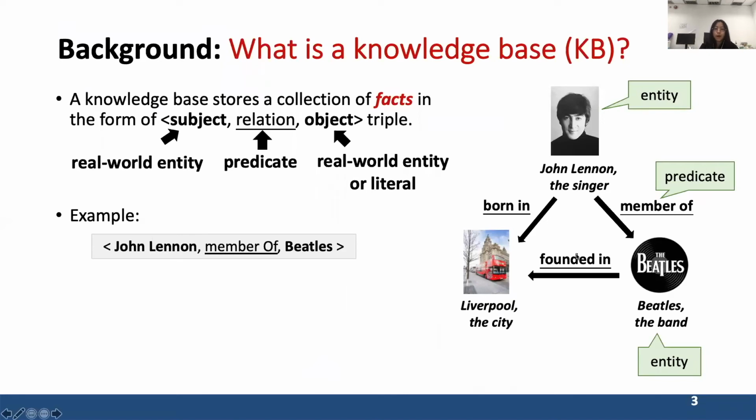And first of all, I would like to share basic background about knowledge bases. A knowledge base stores a collection of facts in the form of subject, relation, and object triple. A subject can be a real-world entity, and the object can be a real-world entity or literal. And the relation is a predicate which connects both terms in a triple. In this example, the entity John Lennon is the subject, the entity Beatles is the object, and the predicate member of is the relation holding between them.